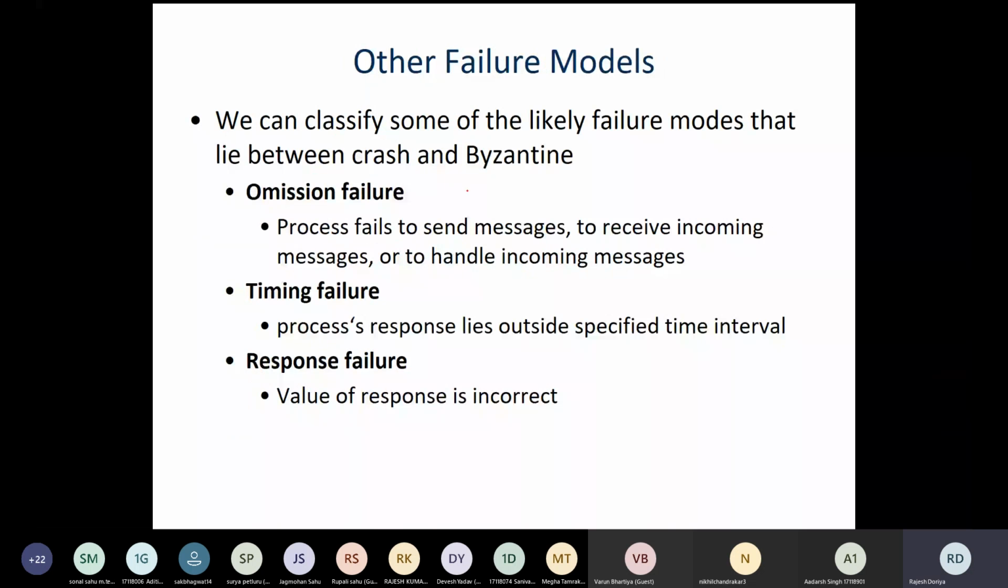Then other failure models can be omission failure, timing failure, response failure. In omission, a process fails to send a message or receive an incoming message. In case of timing failure, the process fails to respond in a specified time interval. And in case of response failure, the value of the response is incorrect. Okay, so whatever response it was supposed to send, that response is not up to the mark, so it will be considered as a response failure.